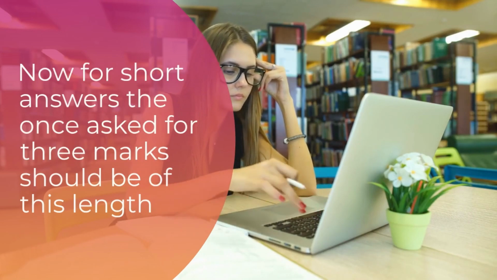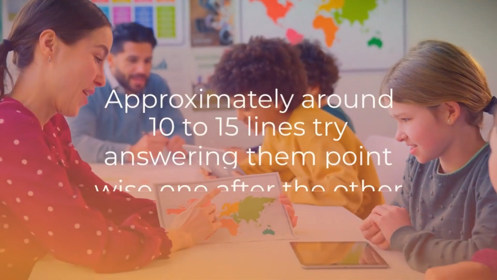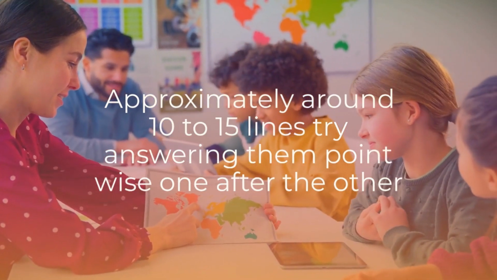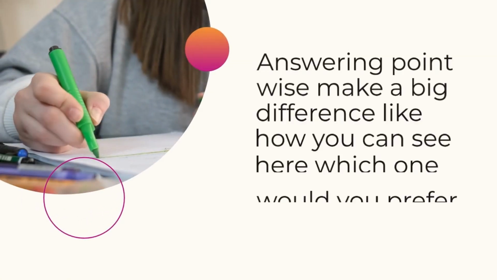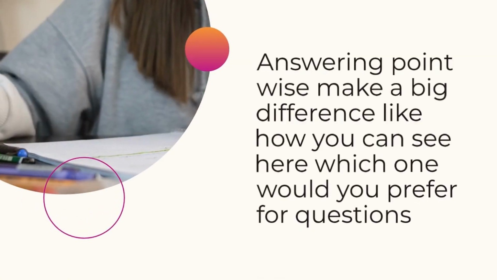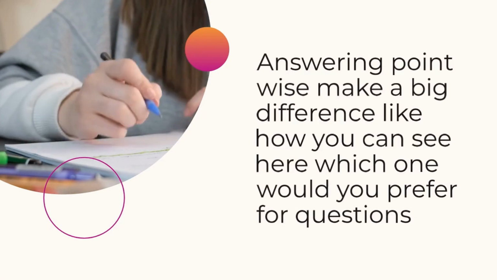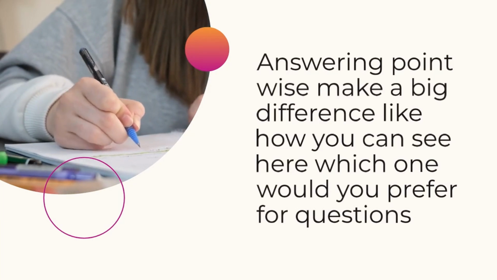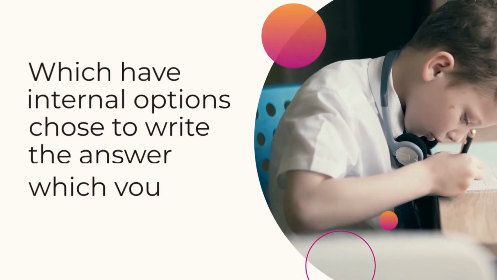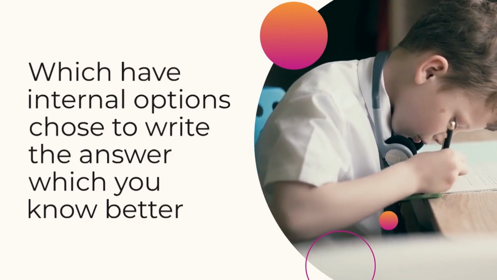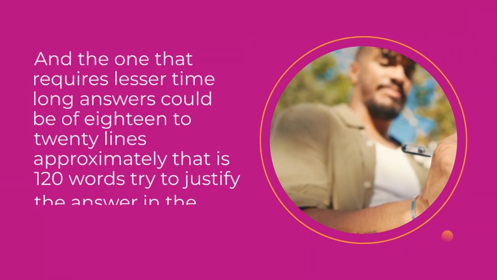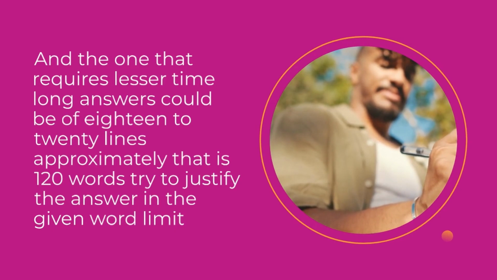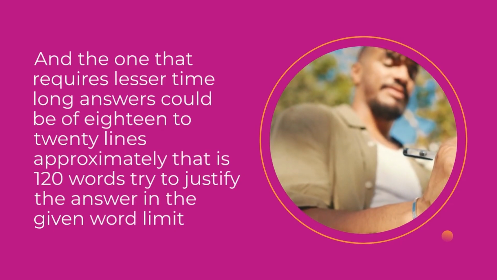For short answers, the ones asked for 3 marks should be of this length, approximately around 10 to 15 sentences. Try answering them point-wise, one after the other. Answering point-wise makes a big difference. Now, which one would you prefer for questions which have internal options? In your question paper, 37 questions are there, but only a few questions have internal options. So you have to choose to write the answer which you know better, and the one that requires less time. Long answers could be 18 or 20 lines approximately.